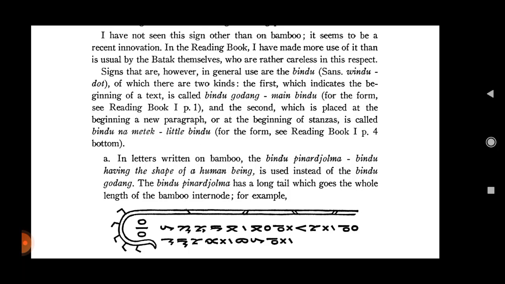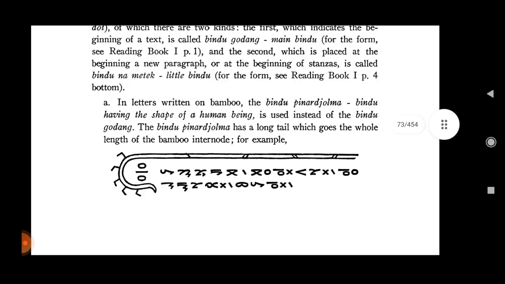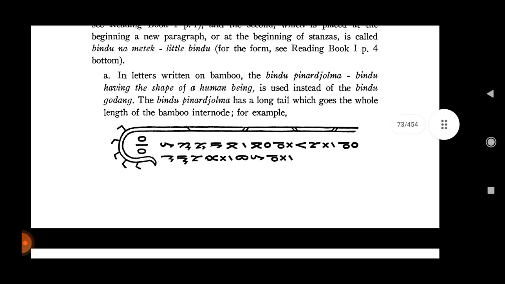The first, which indicates the beginning of a text, is called bindu godang main bindu, for the form see reading book 1 part 1, and the second, which is placed at the beginning a new paragraph or the beginning of stanzas, is called bindu nametek little bindu, for the form see reading book 1 p4 bottom.